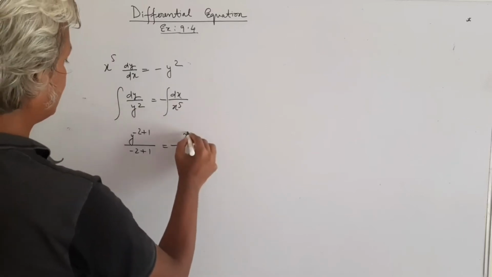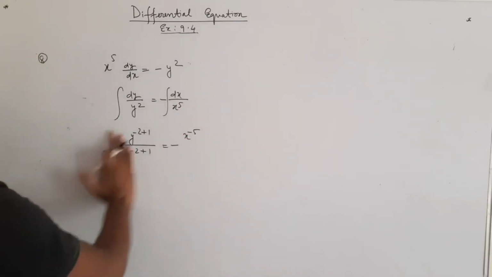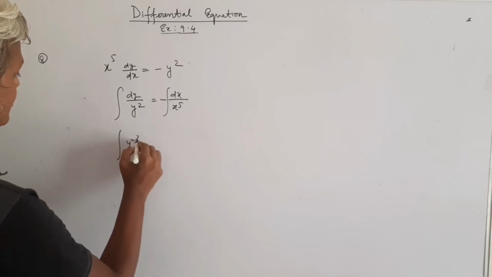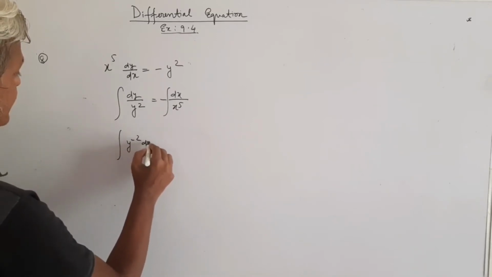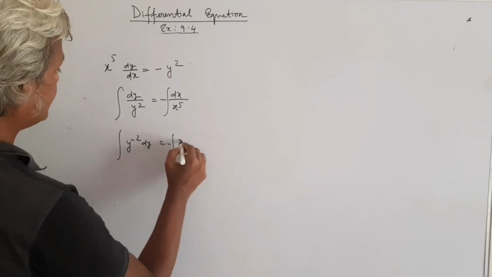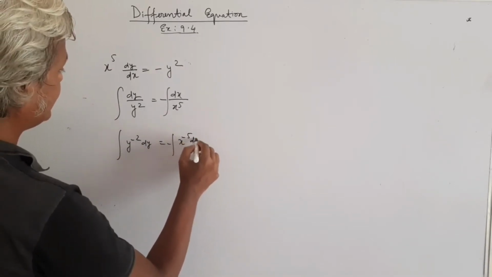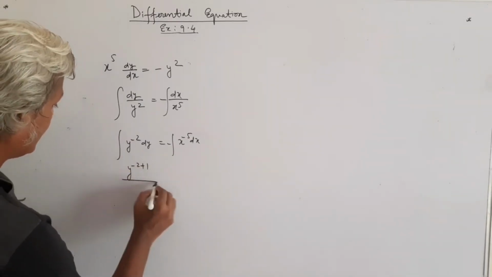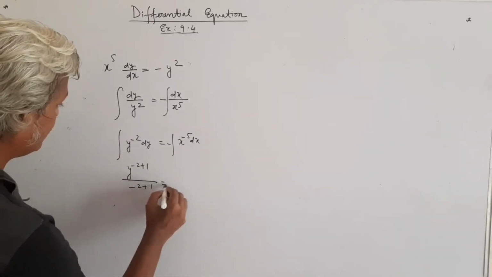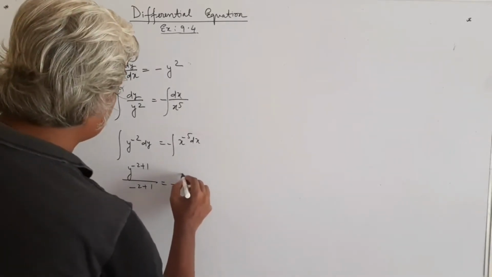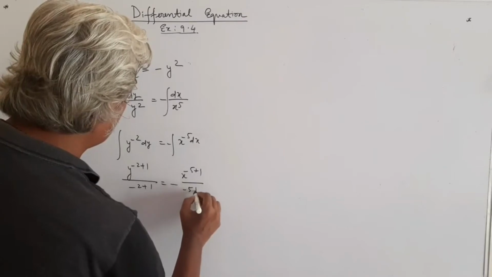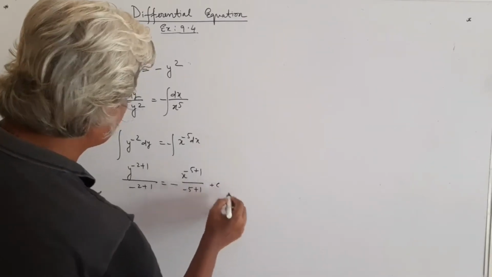Okay, so this becomes minus 5. I think I'm skipping one step, let me write that also. y to the power minus 2 dy is minus x to the power minus 5 dx. So that is y to the power minus 2 plus 1 over minus 2 plus 1, and this is minus x to the power minus 5 plus 1 over minus 5 plus 1 plus c.